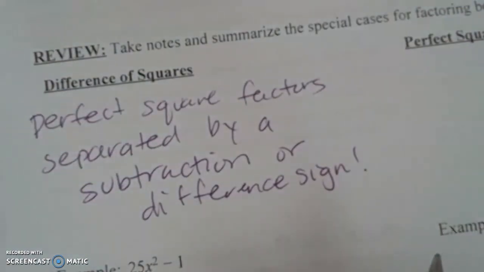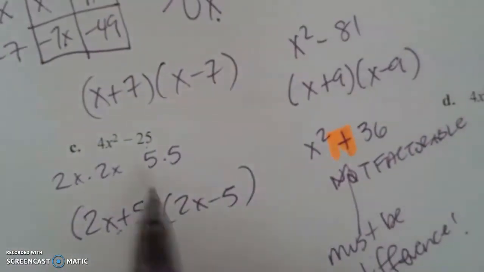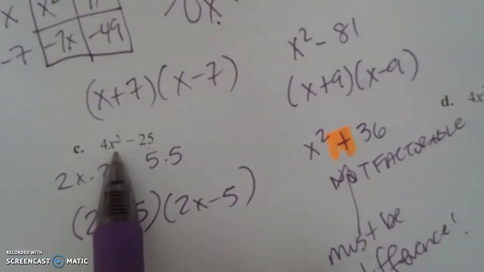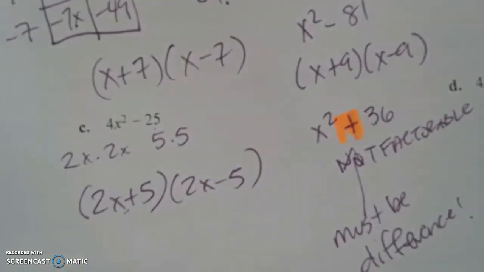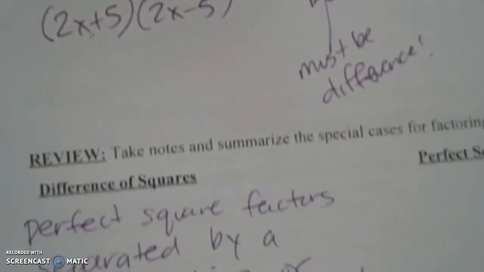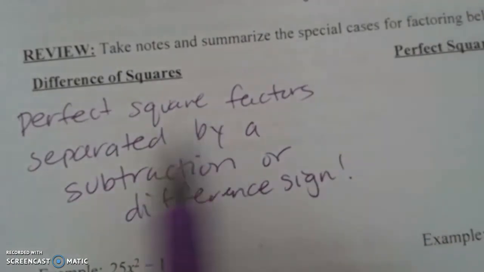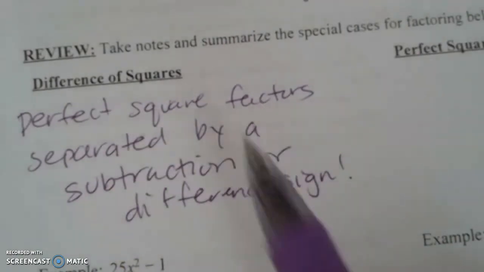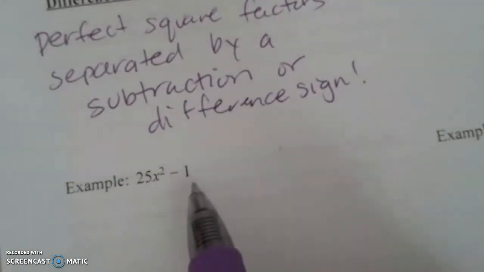Wait, Miss St. John? Yes? When you said the 2x times 2x, you said 4x. Isn't that 4x squared? Right, and see, this is 4x squared. Okay. So 2x times 2x is 4x squared. Perfect, good observation. But when you do difference of perfect squares, it actually has to be perfect square factors. So let's look at this example at the bottom. Is 25x squared a perfect square?